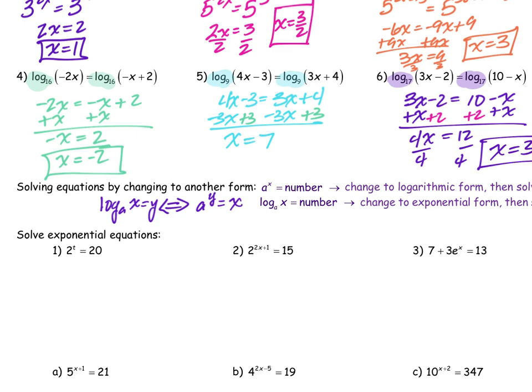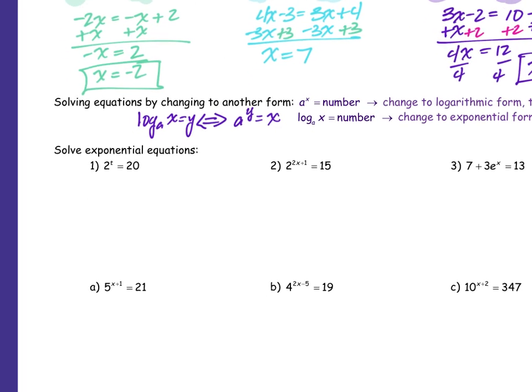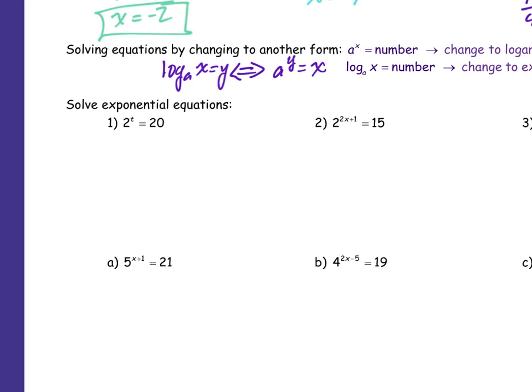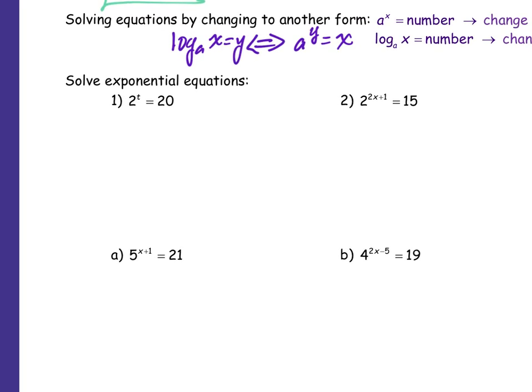So if I look at number 1, it is in exponential form. I'm going to make it kind of big so you guys can see it. 2 to the t power equals 20. It's 2 to some decimal power, right? Can't really solve it like that. So I'm going to rewrite it as a logarithm. So this would be log base 2 of 20 equals t. And then I'm just going to put it into my calculator, right?